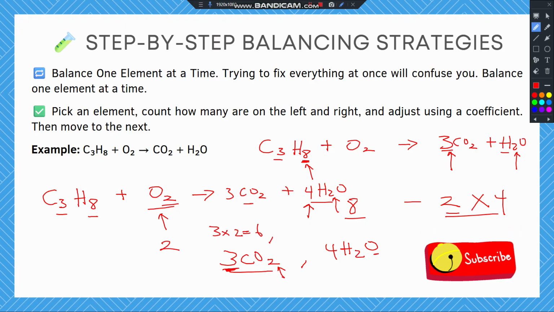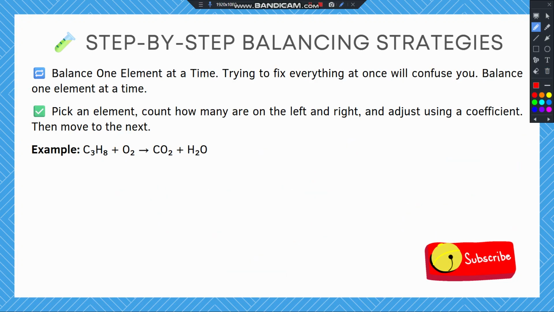And then we have oxygen over here. It doesn't have a subscript, so that is just 1 atom of oxygen multiplied by this coefficient of 4. 4 times 1 gives us 4. So we have altogether 6 plus 4, which is equal to 10. On the left hand side, we have 2, but on the right hand side, we have 10. So in order to make 2 and 10 balanced, we multiply this 2 by 5.